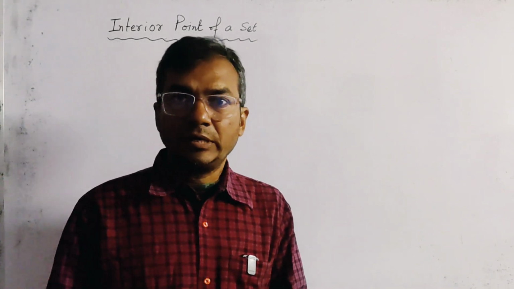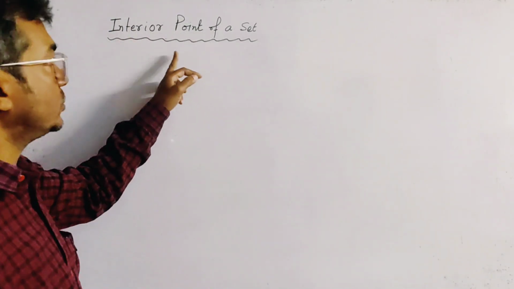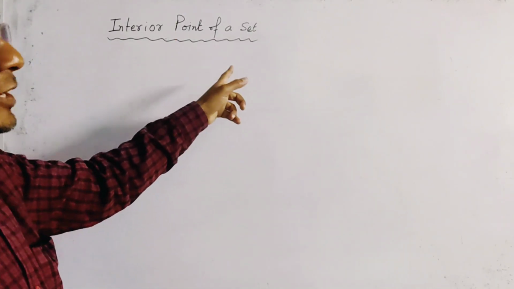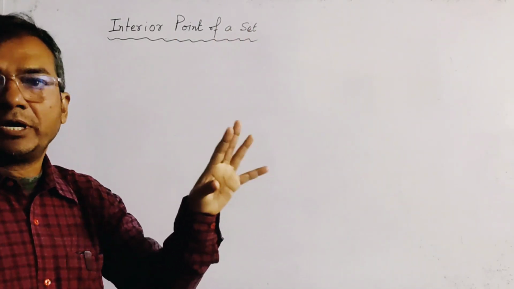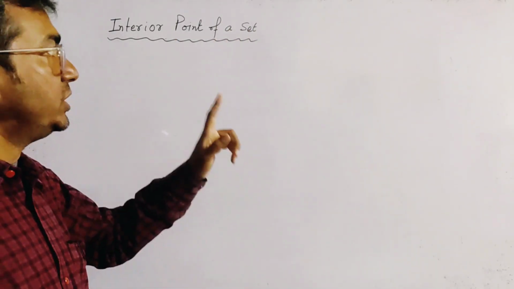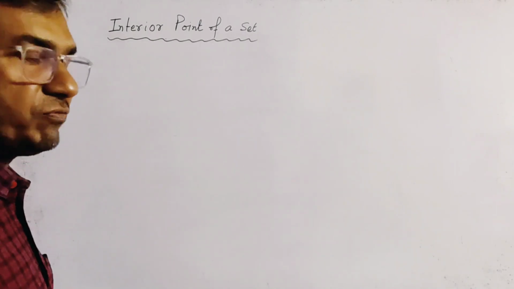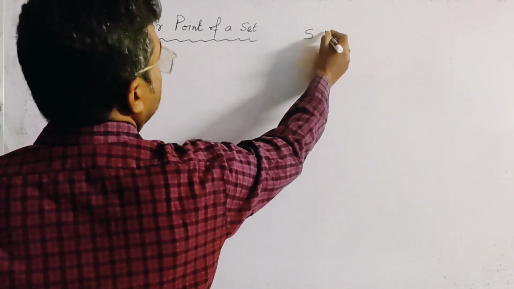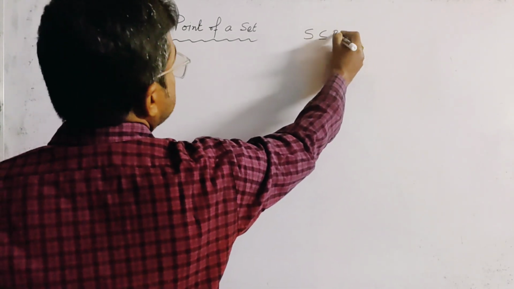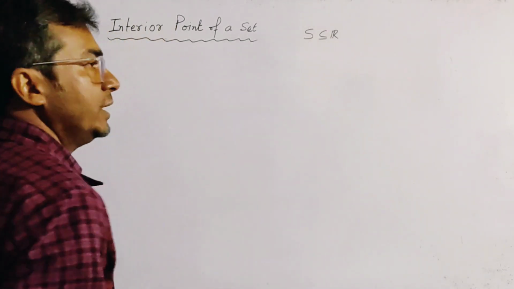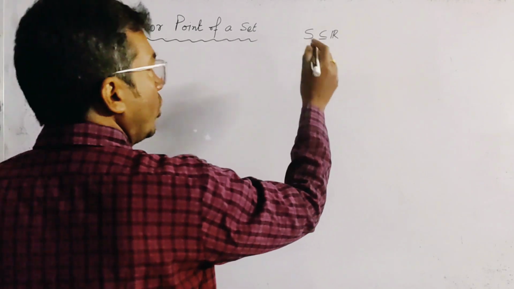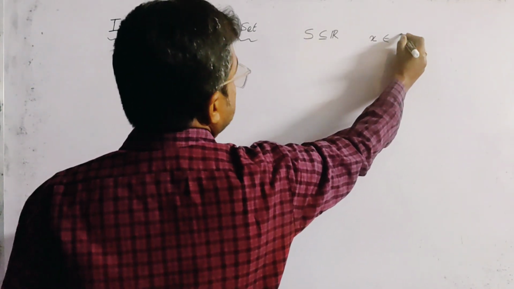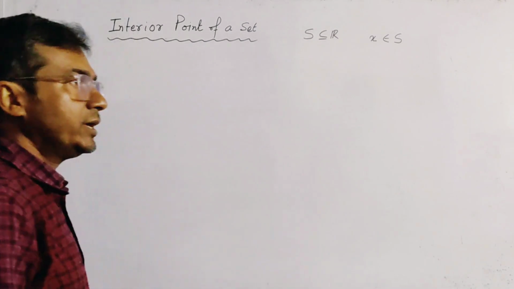Today's topic is the interior point of a set, that is, the interior point of a subset of real numbers. To define an interior point, we first consider a subset S of R. This is the set of real numbers, and we let a point x belong to the subset S.